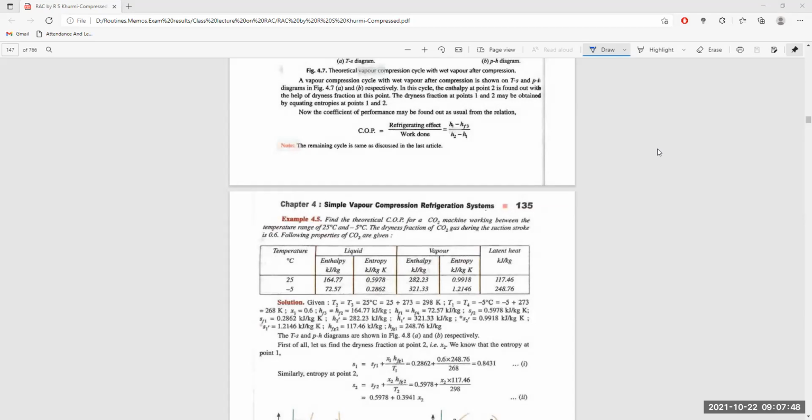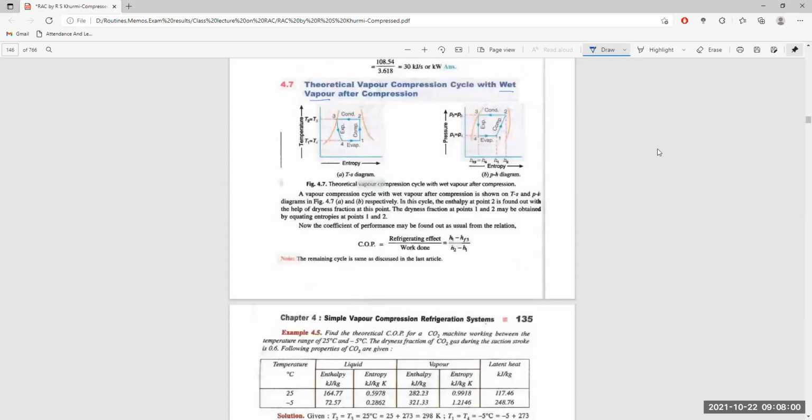Let us start here. Yesterday, I went through this portion of the vapor compression refrigeration cycle with wet vapor under compression, after compression.